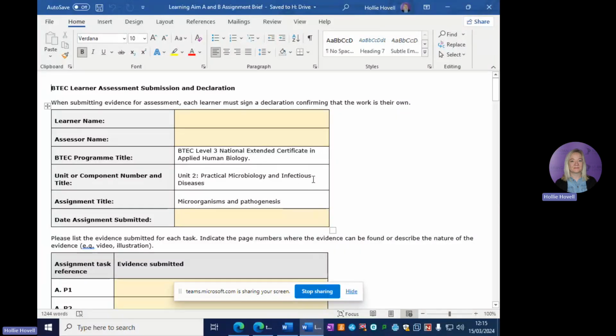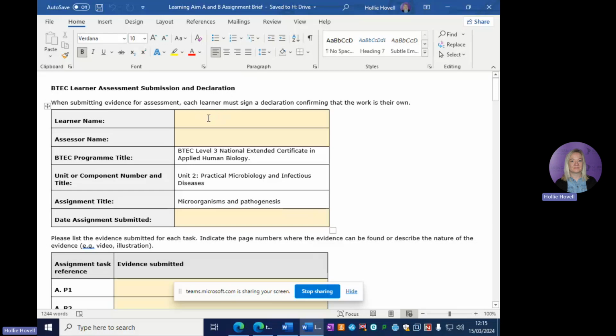Hi there. So I'm going to talk through with you today how to get started on your AB assignment. So this is your assignment brief. If you open this up, try and save a copy into OneDrive. It's just a little bit more secure in OneDrive, automatically saves, easy to access from home, etc.